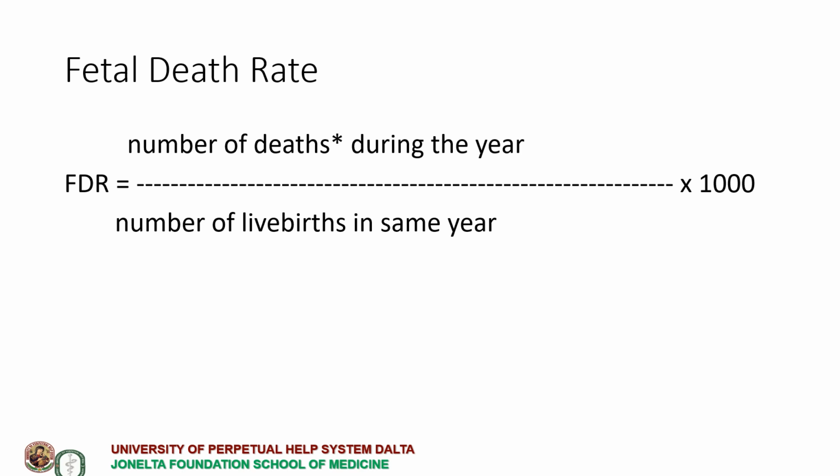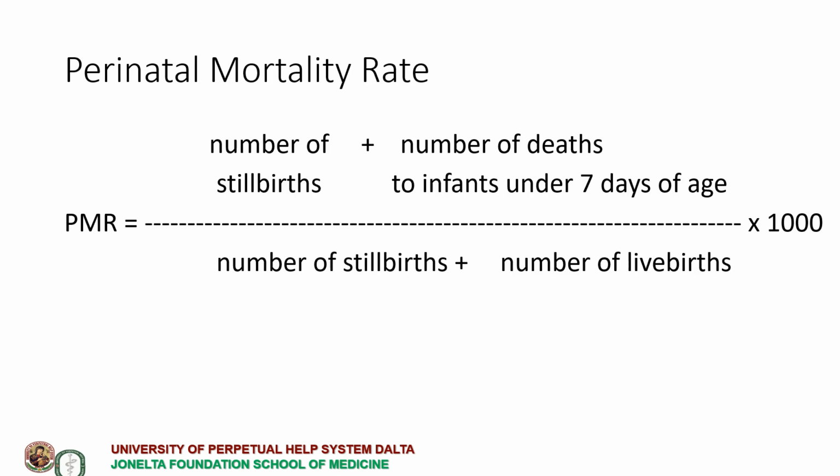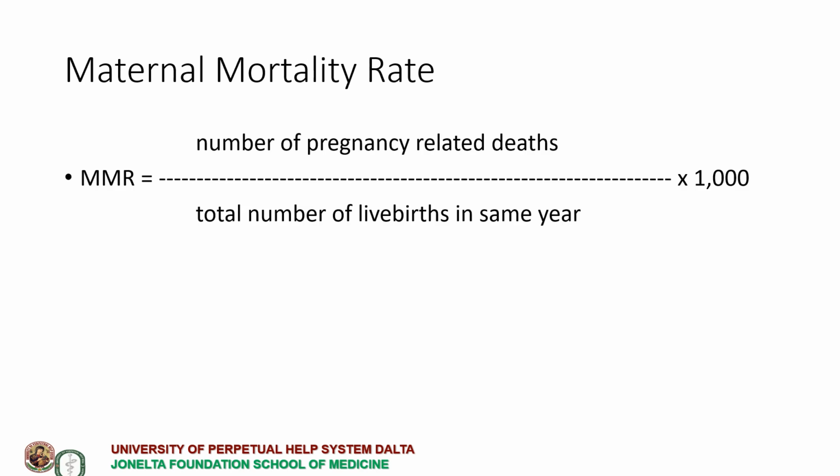Fetal death rate is the number of deaths during the year over the number of live births in the same year, times 1,000. Perinatal mortality rate would be the number of stillbirths plus the number of deaths to infants under 7 days of age, over the number of stillbirths plus the number of live births, times 1,000. Maternal mortality rate would be the number of pregnancy-related deaths over the total number of live births in the same year, times 1,000.